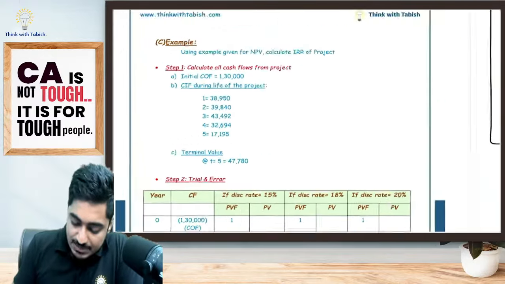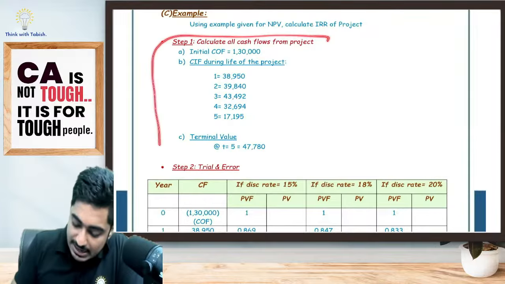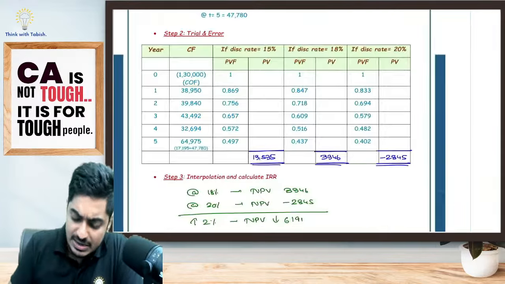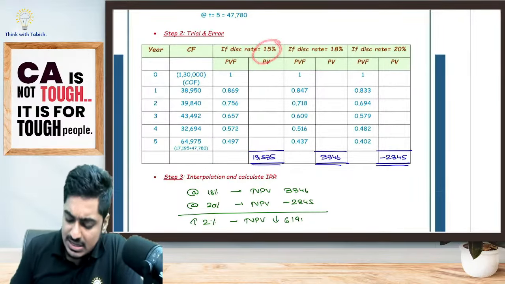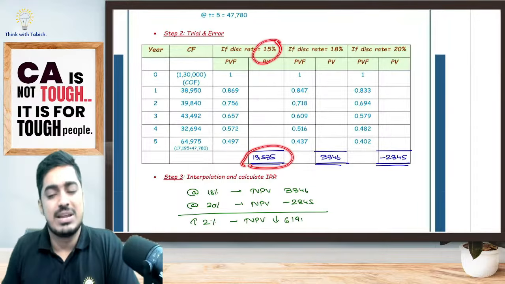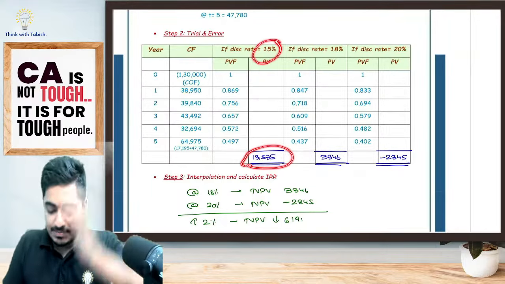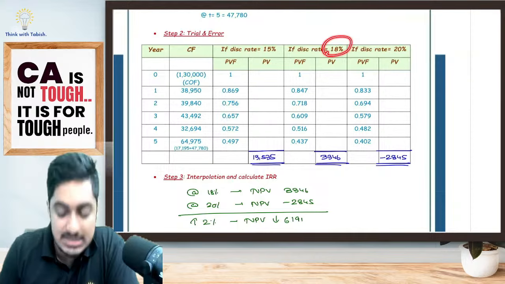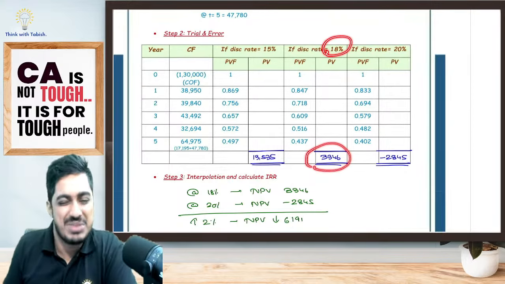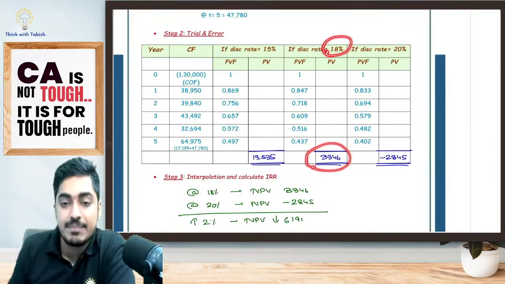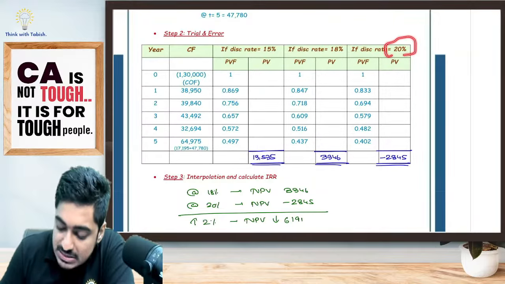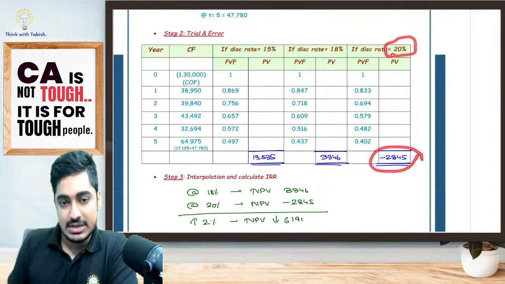Now one more example is there. Look at this. All cash flows I have given here. I'm not explaining in detail. If I discount at 15%, my NPV is 13,000. So I'm telling, okay boss, more than 15% we are earning. I discounted at 18%. I'm getting some 3,000 rupees. So a bit more than 18%. I discounted at 20%. I'm getting minus 2,800.